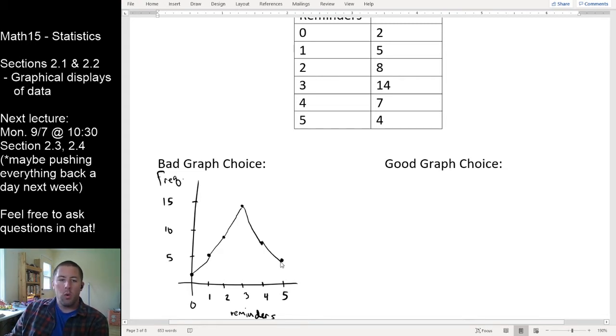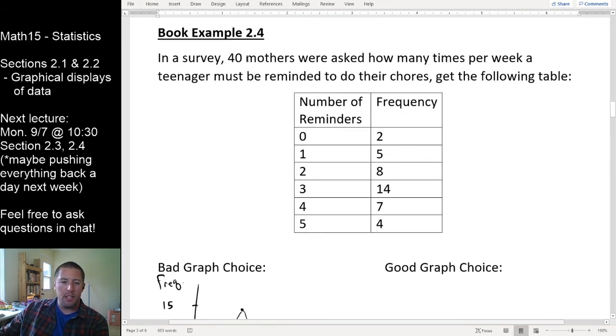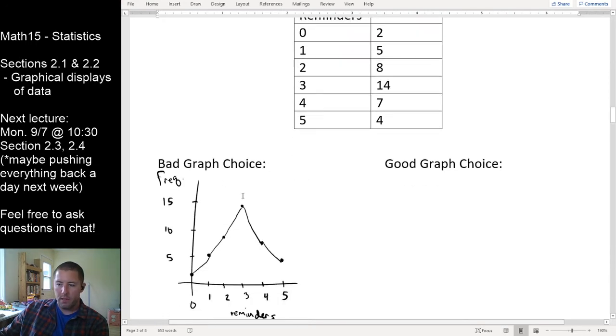The reason why I don't like this is because these connected lines seem to suggest to me that we can go ahead and infer the potential for other data points to be in between here. Right? What this says to me is it seems like I can infer that about in this scenario here, and by the way, let me scroll back up so I can reference some percentages. This was out of 40 total mothers, right? So 40 mothers were asked.